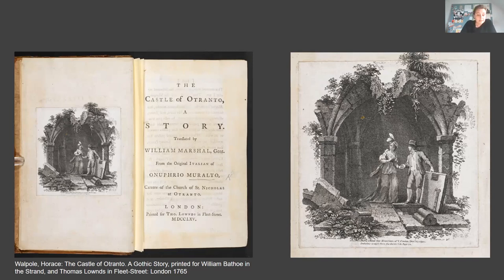The two figures are caught in a gloomy vault. The young woman anxiously looks back over her shoulder and presses her right hand onto her chest. The man at her side has taken her left hand and is holding a gap in the floor for her. Their steps lead deeper into the darkness.